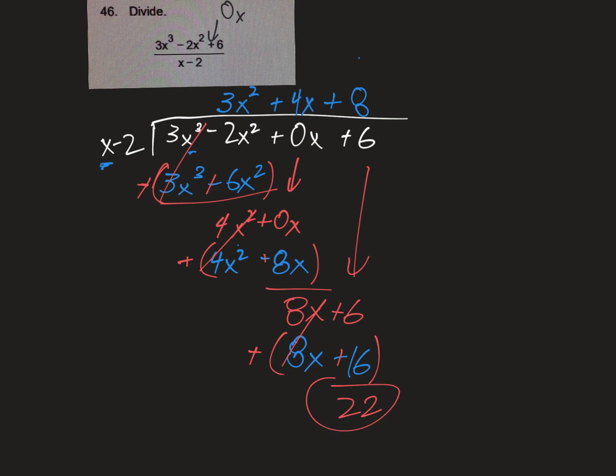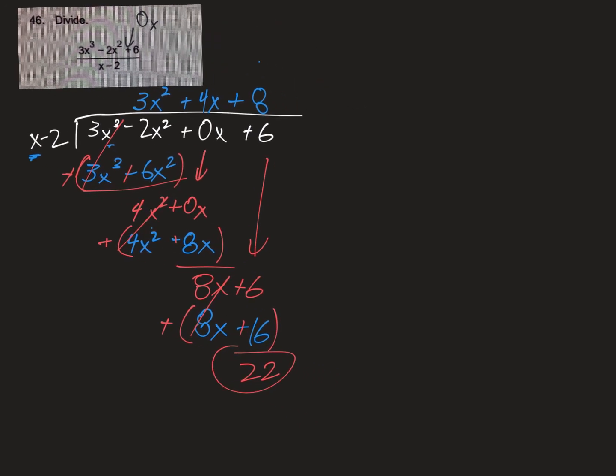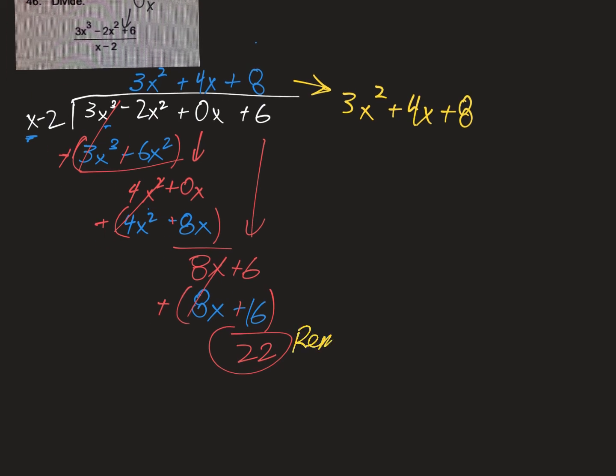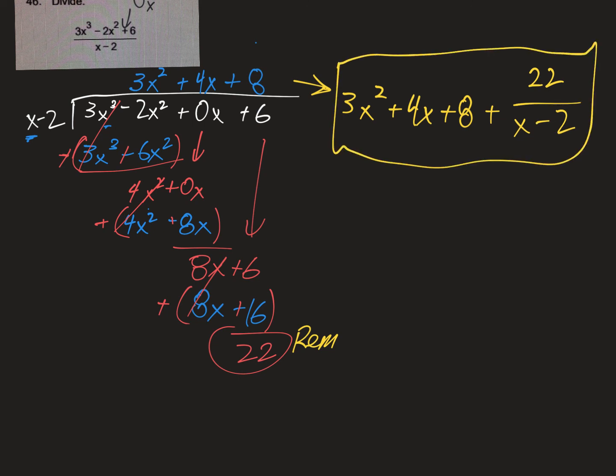Now, key thing to remember, guys, we have to be able to format our answer correctly once we've got this. So start with what we wrote here at the top, 3x squared plus 4x plus 8, and then bring our remainder as a fraction, plus 22 over our divisor, x minus 2. Okay, so this is our final answer with the remainder 22 at the end.